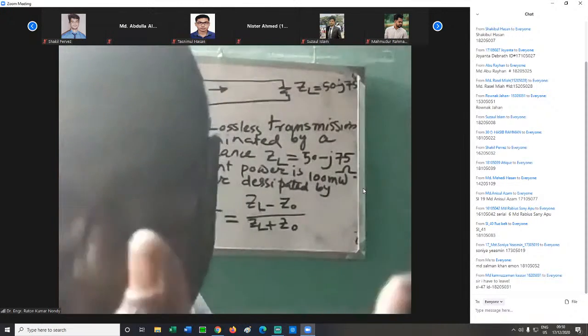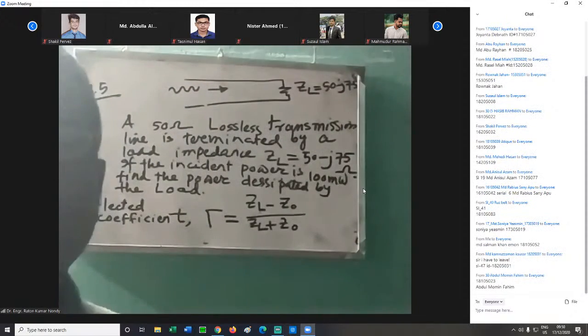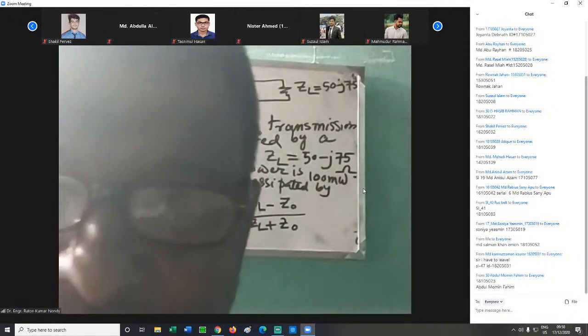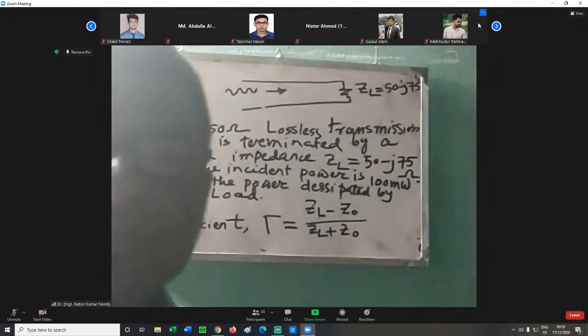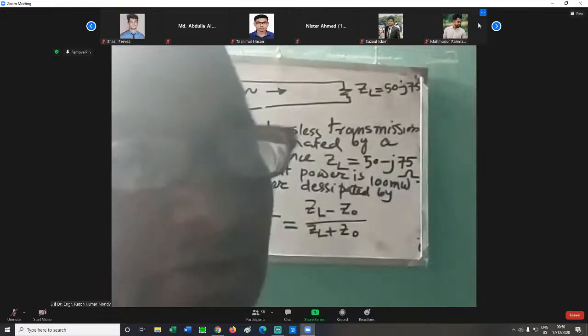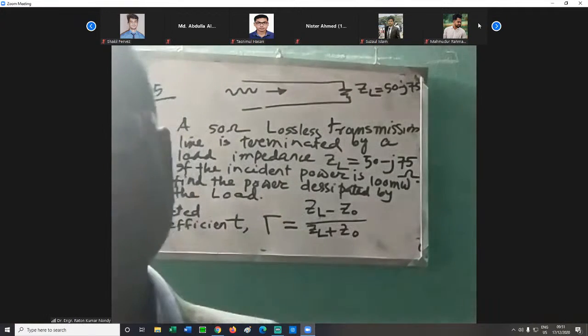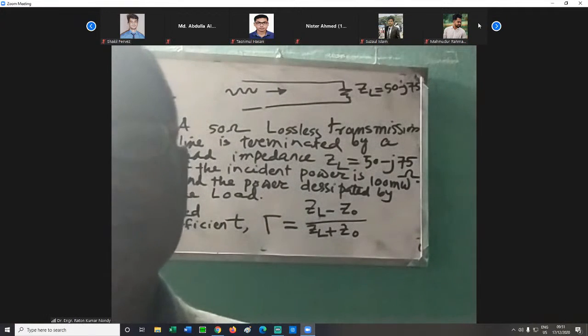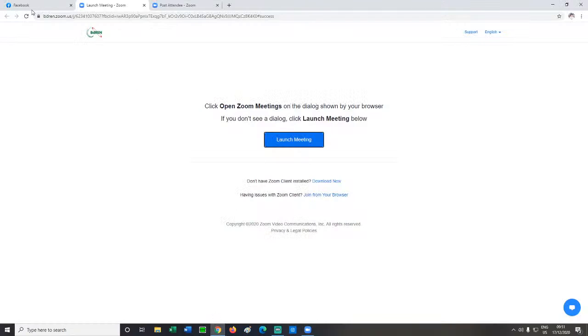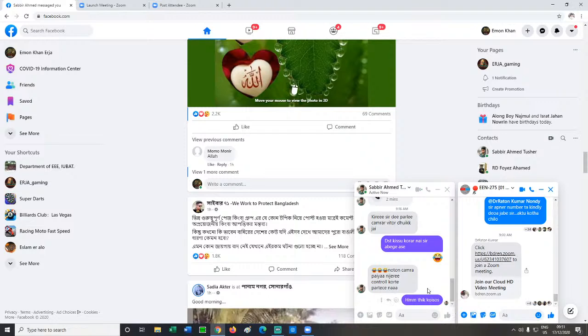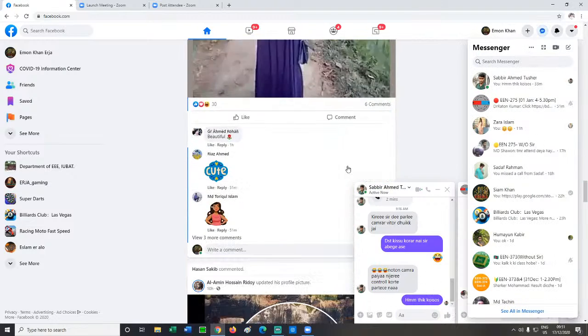How much is reflected? Some will be lost in the wall. When light is falling on the wall, some will be dissipated. Dissipated means some light will be absorbed by the wall. Understand? Suppose 100 lumen we are giving to the wall.